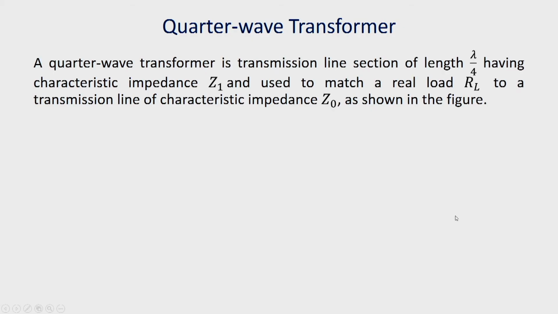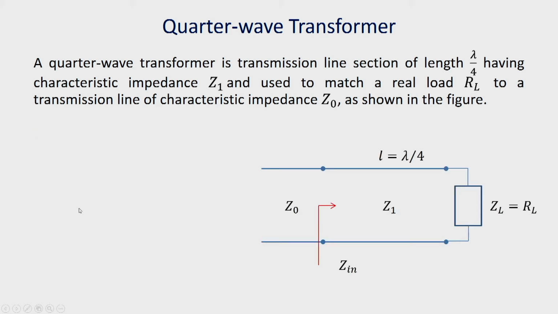Let us now move on to another type of impedance matching network, which is called a quarter wave transformer. A quarter wave transformer is essentially a transmission line section of length lambda by 4, having a characteristic impedance of Z1, and it is used to match a real load RL to a transmission line of characteristic impedance Z0. We show this arrangement in the figure.